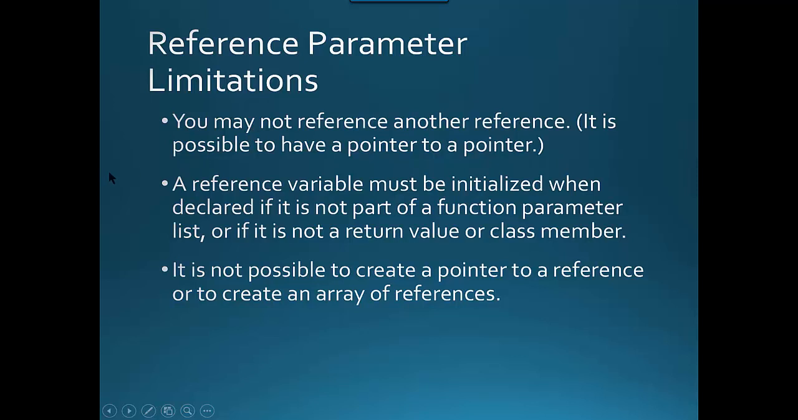So there are some limitations with references. They're more convenient to use, but you can't have a reference to another reference, but you can have a pointer to a pointer. And a reference must be initialized when declared if it is not part of a function parameter list, or if it is not a return value or a class member. And it is not possible to create a pointer to a reference or to create an array of references. So we still need pointers even though we have references, but references will make some things easier.